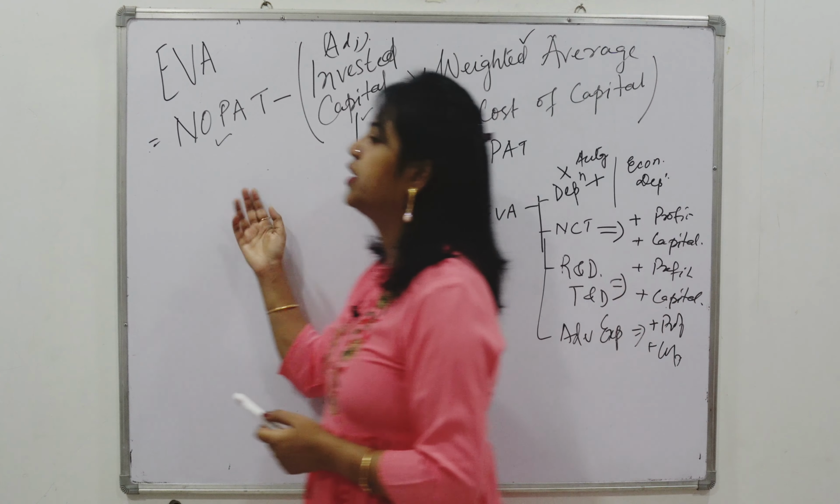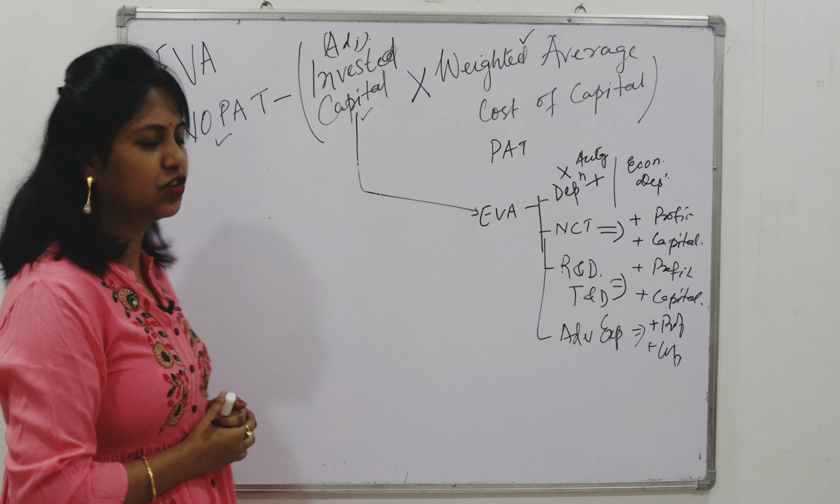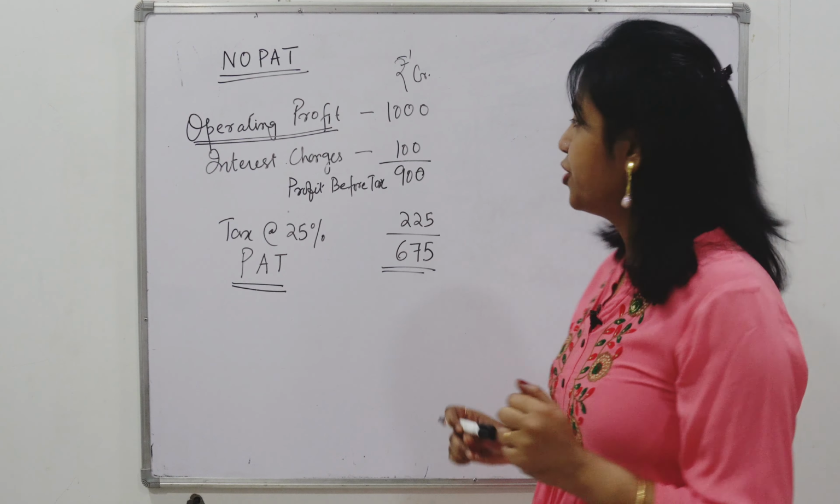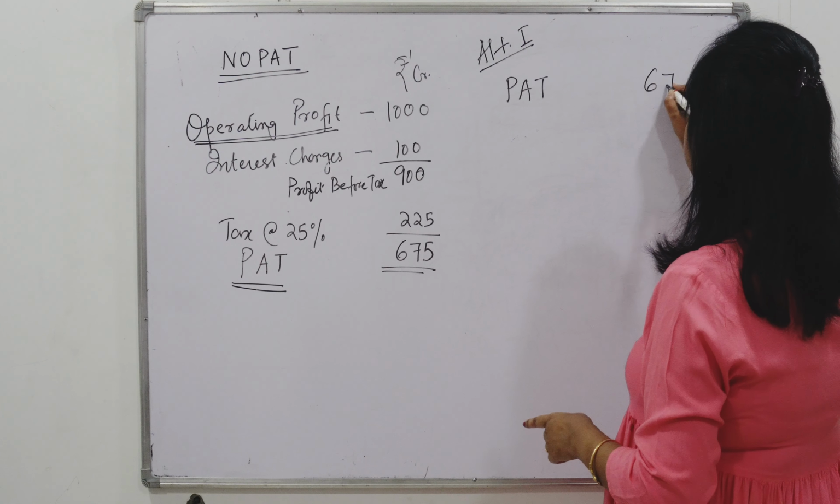Now coming to how to calculate NOPAT, and that's the last part of our discussion. For calculation of NOPAT, we have got two approaches. You need either profit after tax, or the operating profit. That means you can start the NOPAT calculation either from PAT, that means profit after tax, or from operating profit. Let's see how. First we will start from PAT, alternative 1. First we will write profit after tax. The profit after tax is 675.